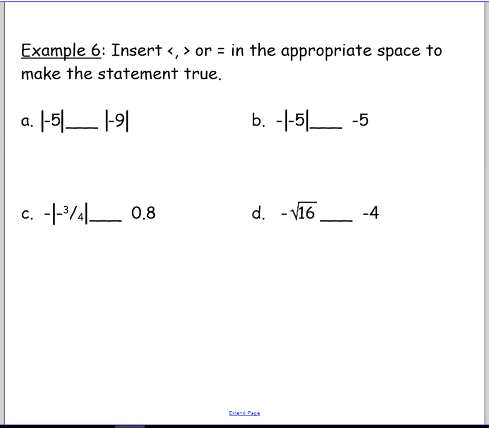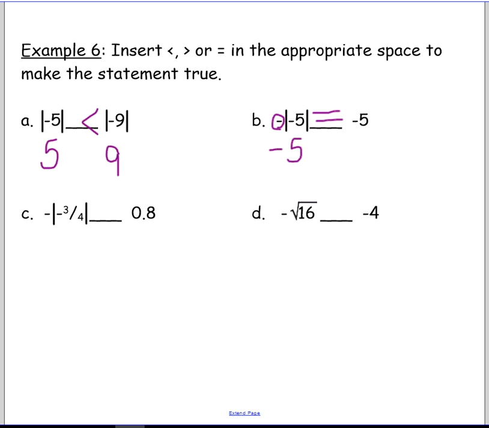So now let's compare problems with absolute value and our inequality signs. Let's simplify things first before we can compare them. This absolute value of negative 5 is positive 5 because it's 5 spaces away from 0. The absolute value of negative 9 is 9. So we see that 9 is greater than 5, so we'll put a less than symbol. For B, we have the absolute value of negative 5, which is 5. But again, we have the negative symbol on the outside, so that simplifies to negative 5. We have a negative 5 on the other side, so those are equal.